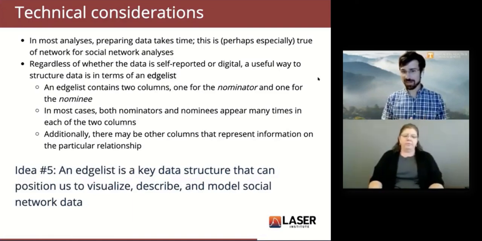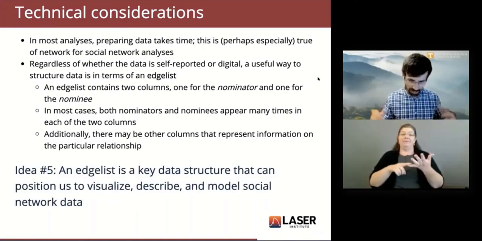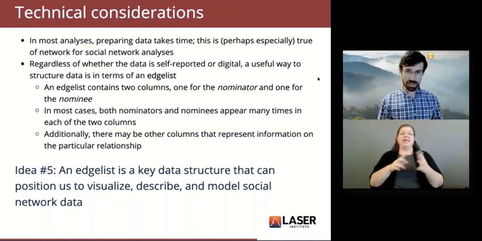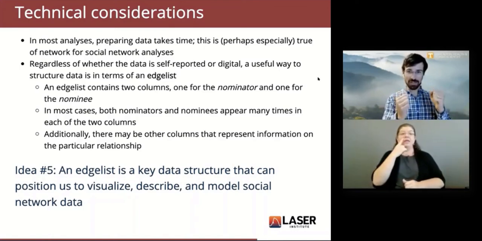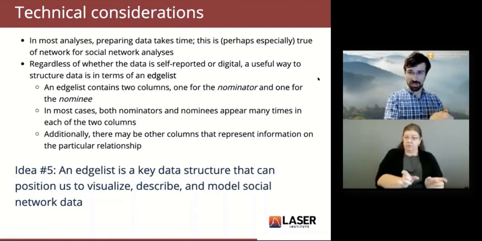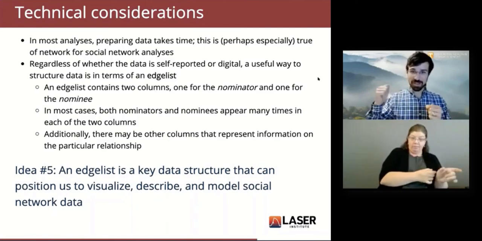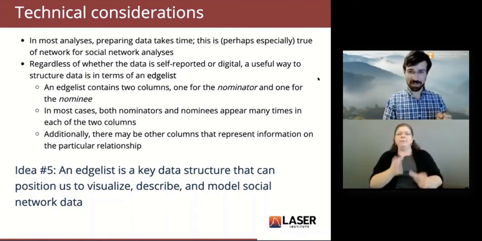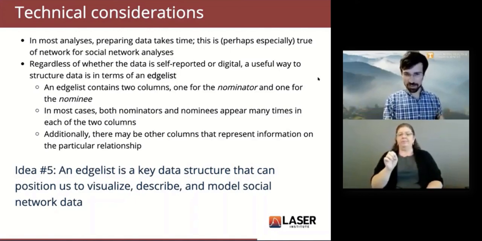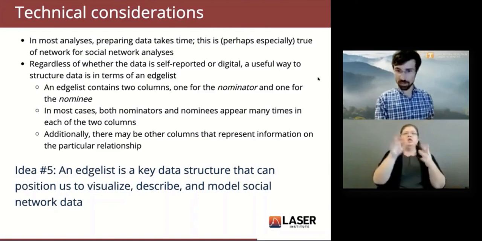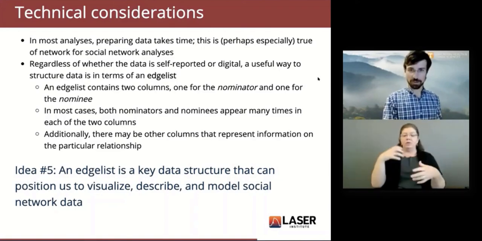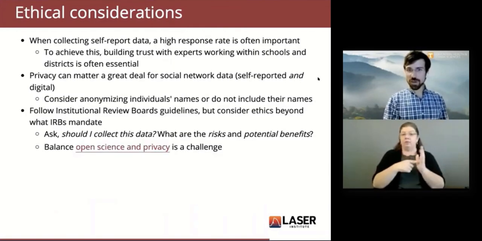So idea 5 is that an edge list is a key structure. If you take away one thing about the format you need your data to be in to do a social network analysis, think edge list, where you have two columns with who's initiating the relationship, the nominator, and who's the recipient of it, the nominee. And this structure lets us do things like visualize our data, describe our data using network summary statistics, and model our data later. Lastly, just a few ethical considerations.